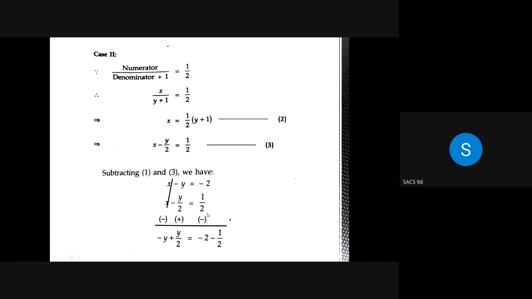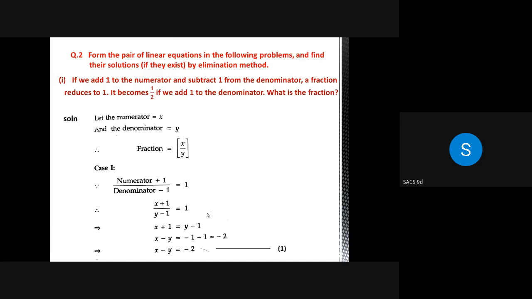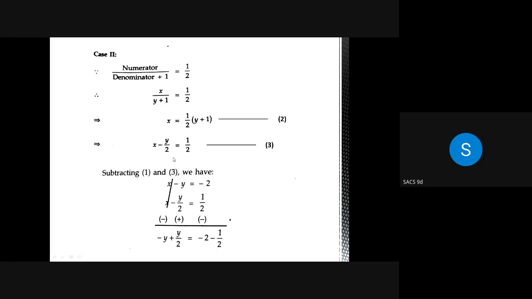Now for elimination, I'm going to subtract, because in the first equation I have x minus y equal to minus 2, and in the second equation x minus y by 2 equal to 1 by 2. So I already have the same coefficient of x, I only need to subtract them. So after subtracting, I will get minus y plus y by 2 equal to minus 2 minus 1 by 2. When you are subtracting, make sure that you change all the signs. So here x will become minus x, minus y by 2 will become plus y by 2, and 1 by 2 will become minus 1 by 2. So all the signs will change.